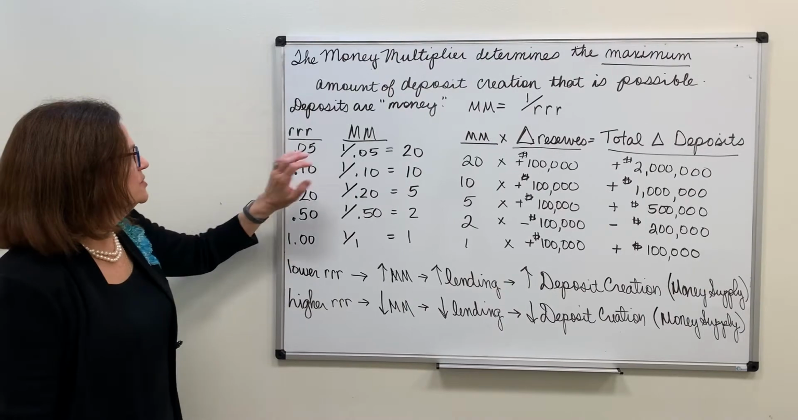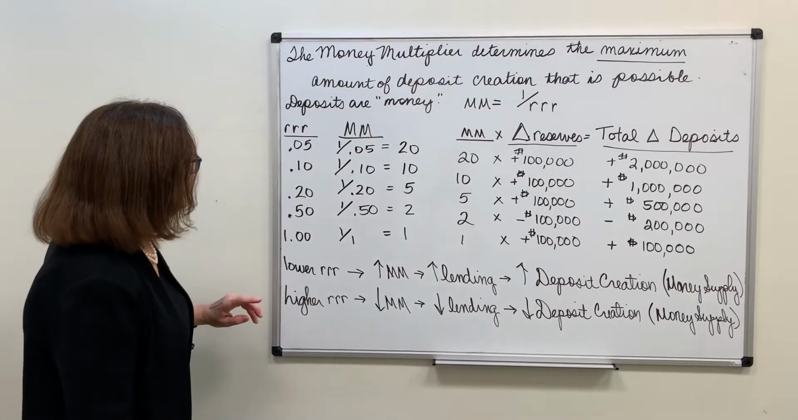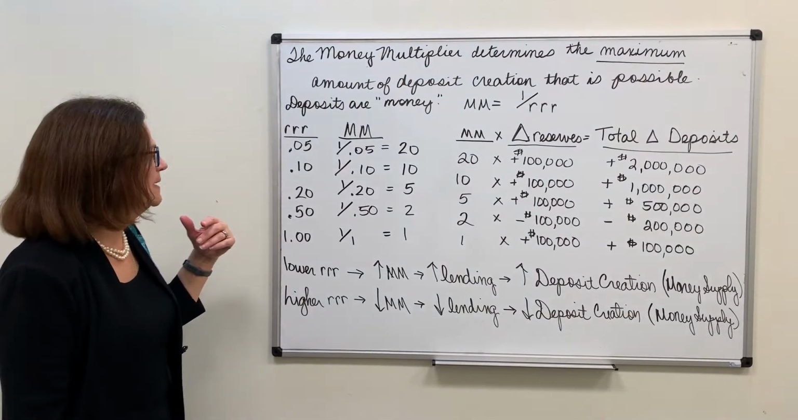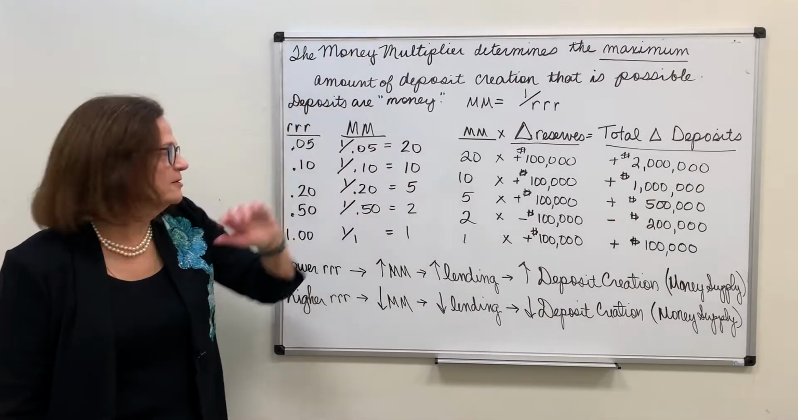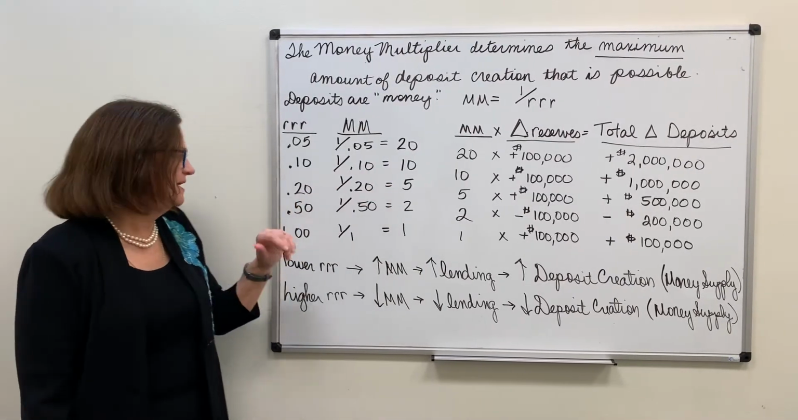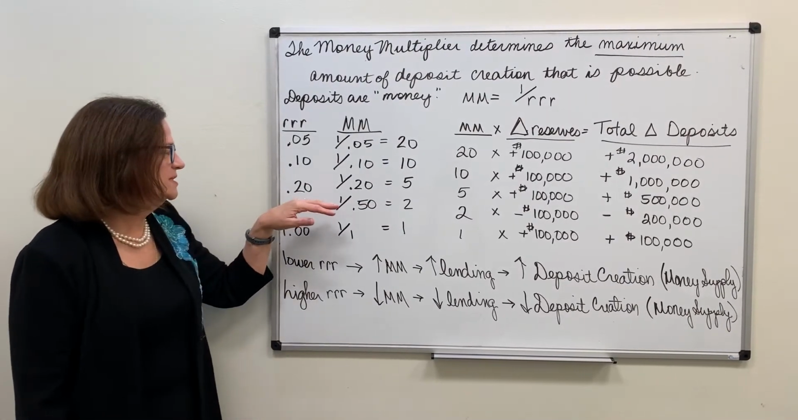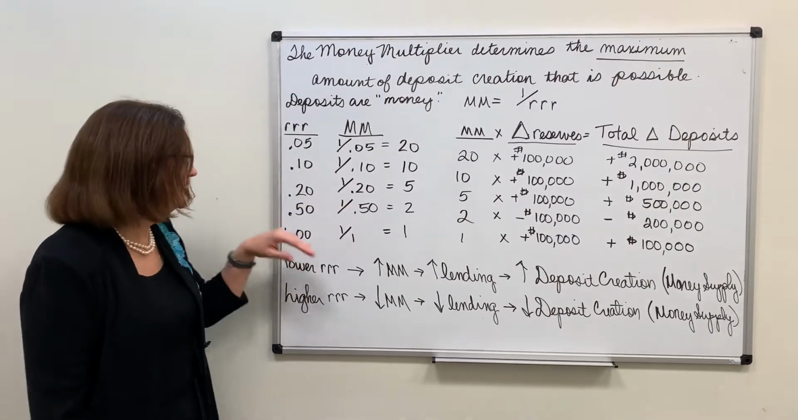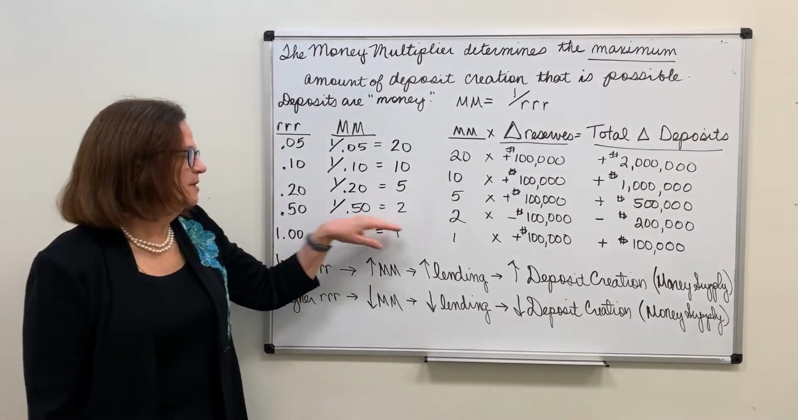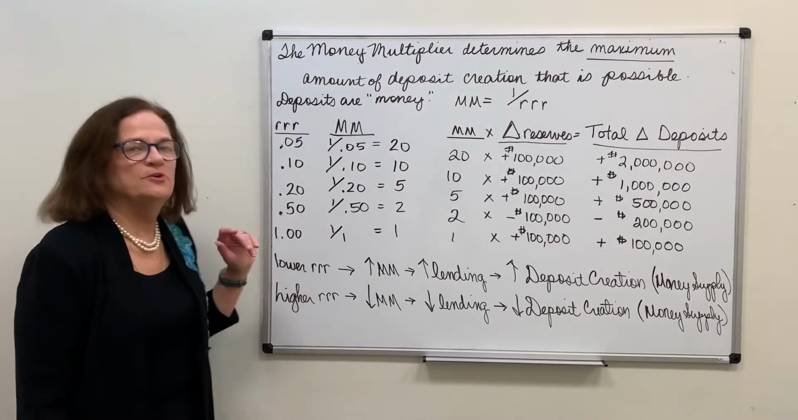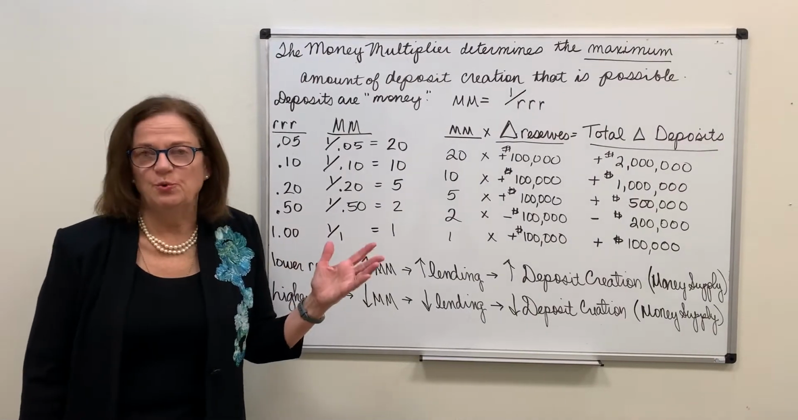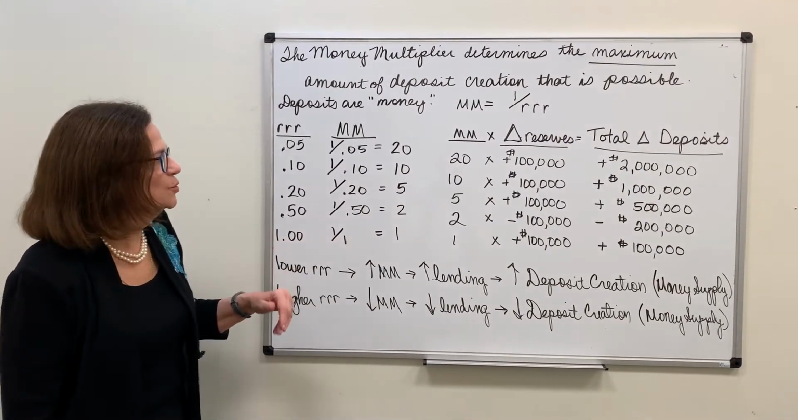So if you look at the required reserve ratio and the money multiplier, you'll see a pattern. A 5% required reserve ratio, where banks only have to keep 5% of every deposit, leads to a money multiplier of 20. A 10% required reserve ratio leads to a money multiplier of 10. If you raise the required reserve ratio to 20%, the money multiplier drops to 5. If banks have to keep 50% of every deposit as reserves, the money multiplier drops to 2. And if banks have to keep 100% of every deposit as reserves, they're not able to create any new bank deposits. The multiplier is only 1.